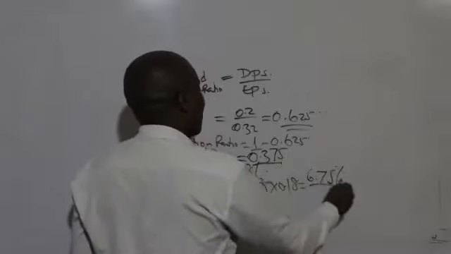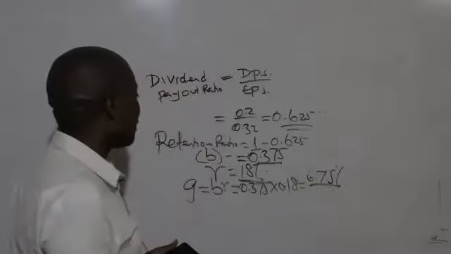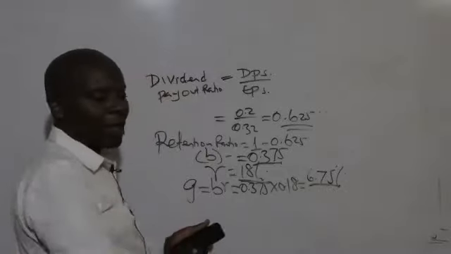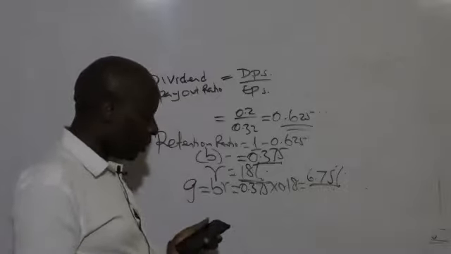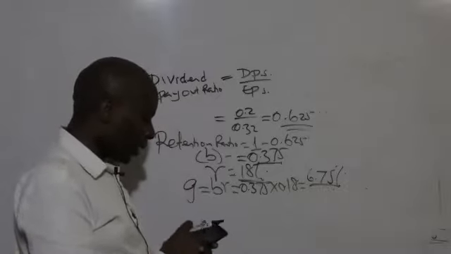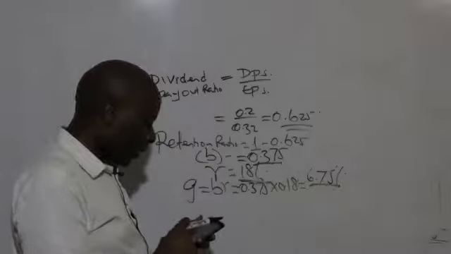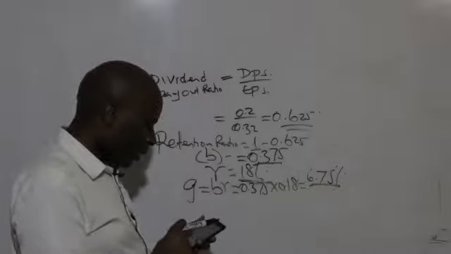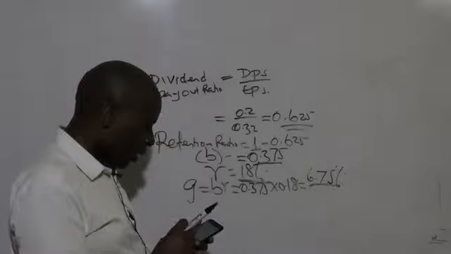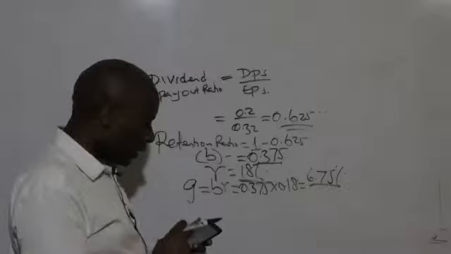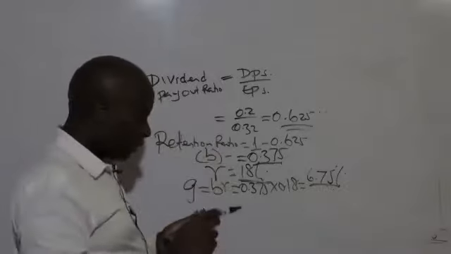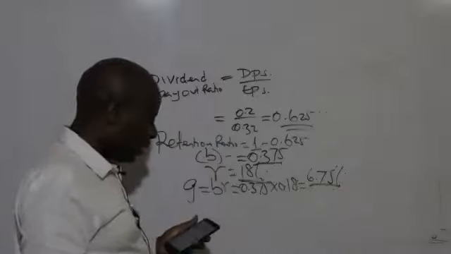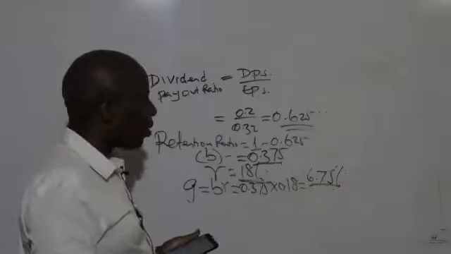Now, ladies and gentlemen, the moment I have these as my retention ratio, everything else boils down to our calculations. They wanted us to estimate the rate of growth in dividends. That we have done very well. Now go to B, where they want us to estimate the cost of equity.